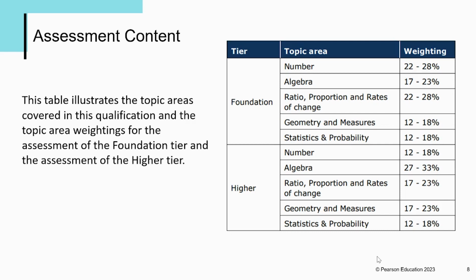Both tiers cover number, algebra, ratio and proportion, geometry and measures, and statistics and probability. This table identifies the range in weightings for both tiers.